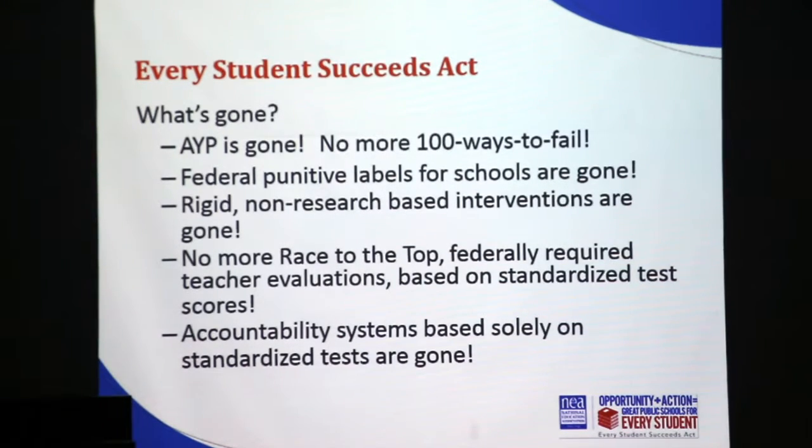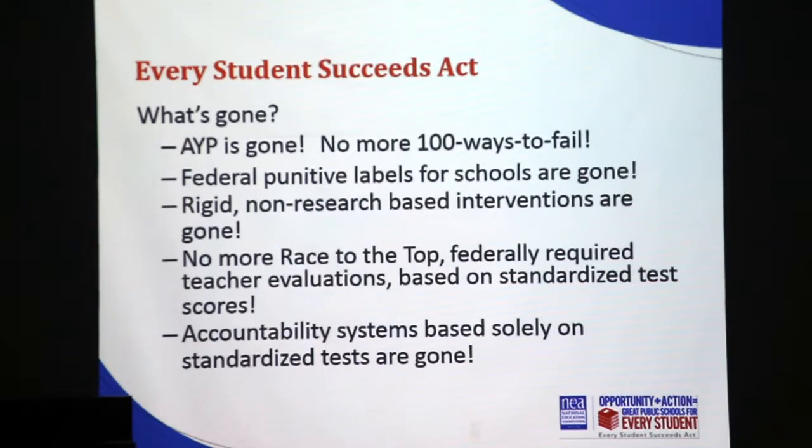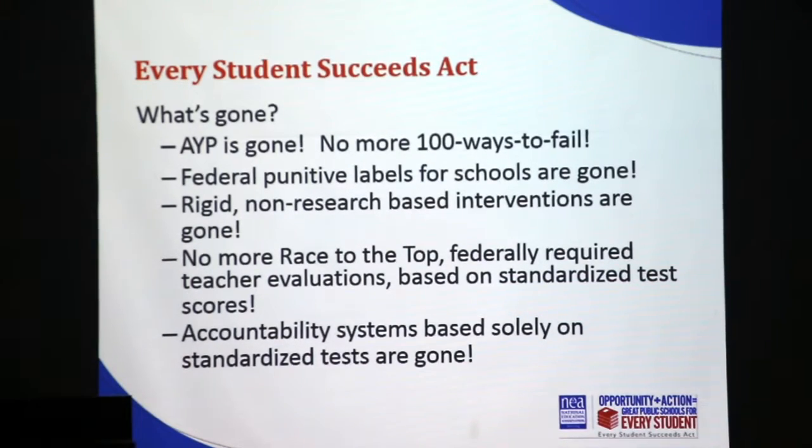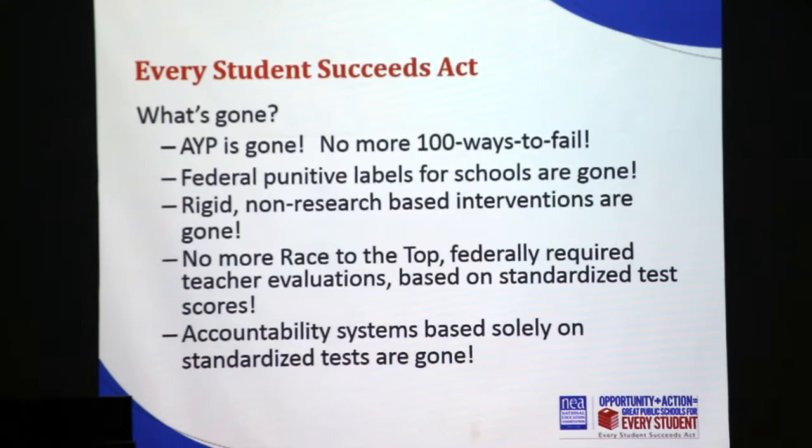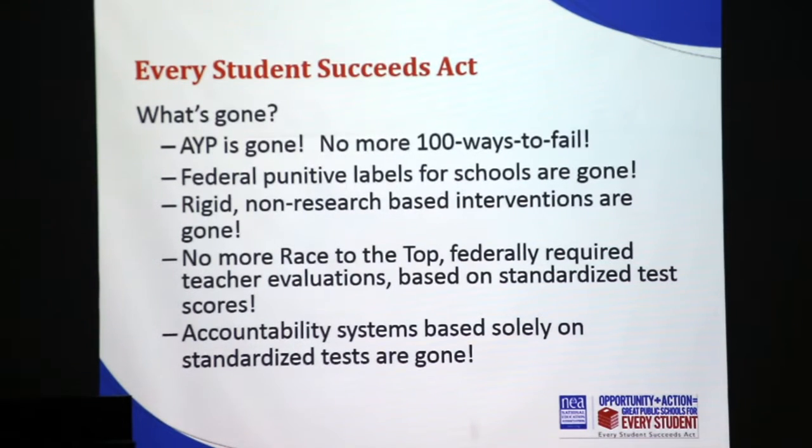So what's gone? AYP is gone. No more 100 ways to fail. Federal punitive labels for schools are gone. You used to have to meet a certain level of AYP or else your school went into school improvement, and then you had to do different models like fire half the teachers. There's no more Race to the Top. There's no more federally required teacher evaluations based on standardized test scores.